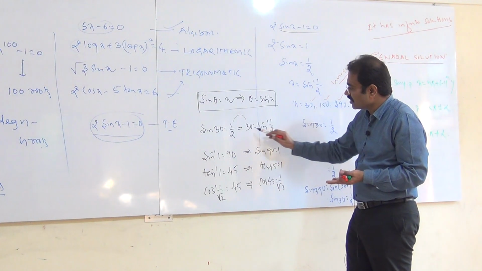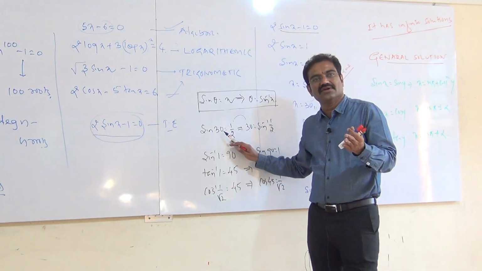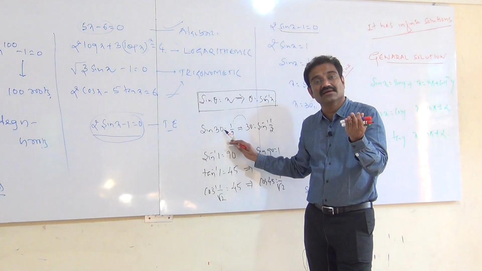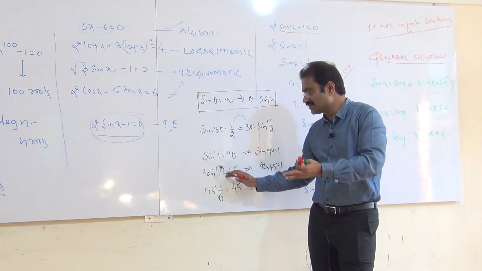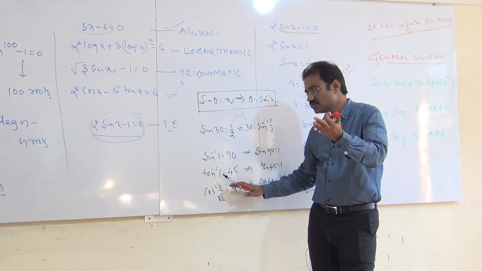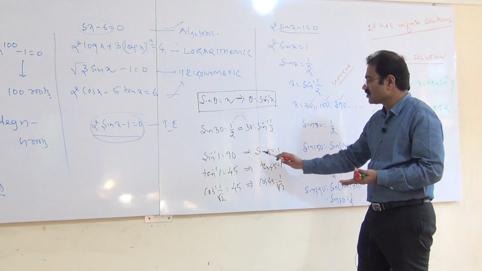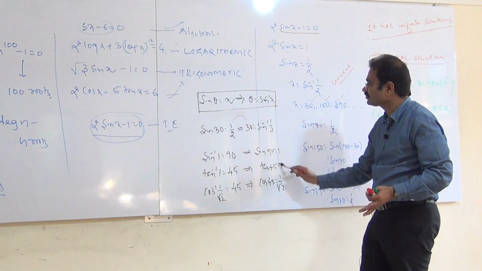Sine inverse of 1 by 2 is 30 degrees. For example, sine inverse of 1, when the sine will be 1, 90 degrees. When tan will be 1, that is written as tan inverse of 1, 45 degrees. When the cos will be 1 by root 2, cos inverse of 1 by root 2, 45. So we write sine 90, 1, that is tan 45. Both things are the same.